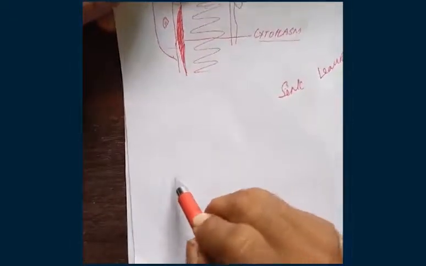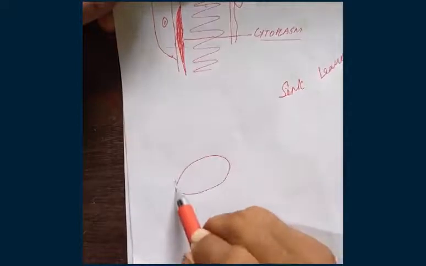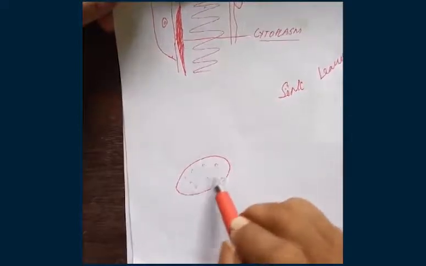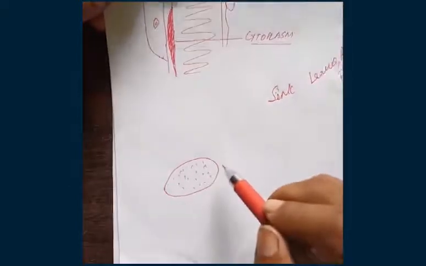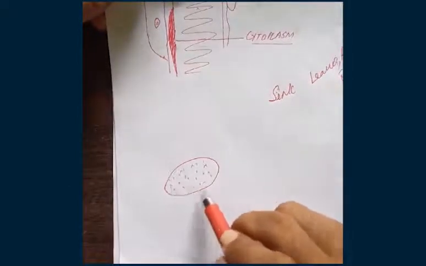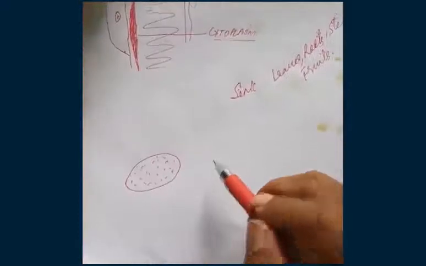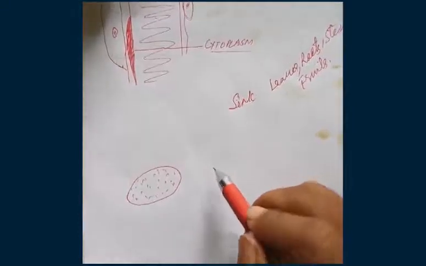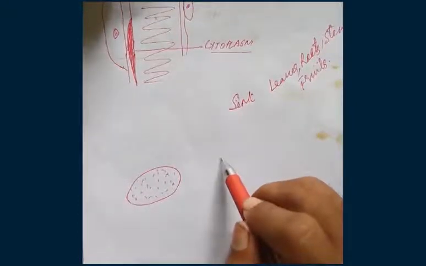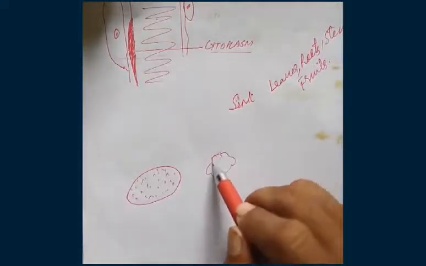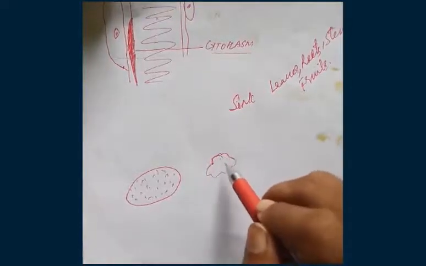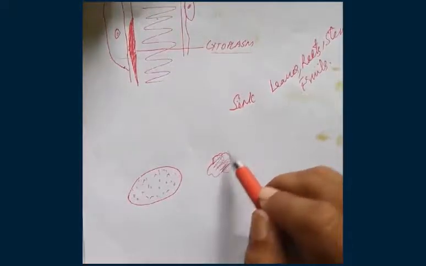Suppose now if you see a potato, okay, potato, everyone knows potato, right? Now if you buy a potato from the shop, it is still fresh. Okay, after sometimes if you forget to cook, what happened? It became flaccid.